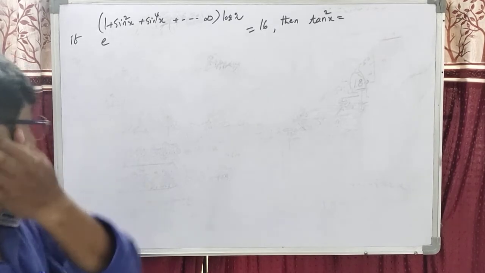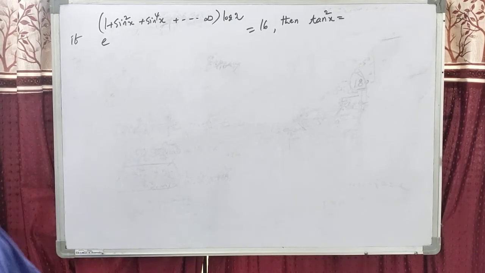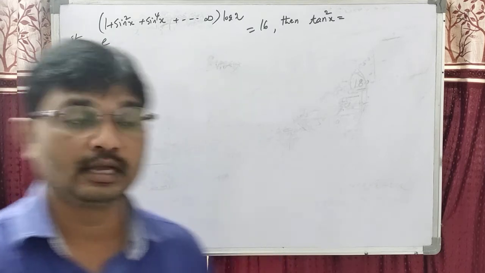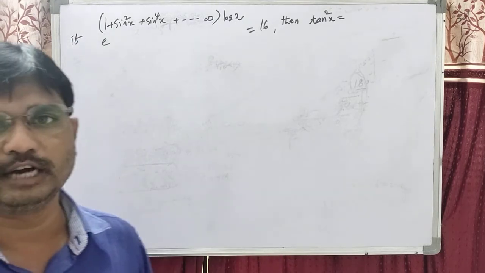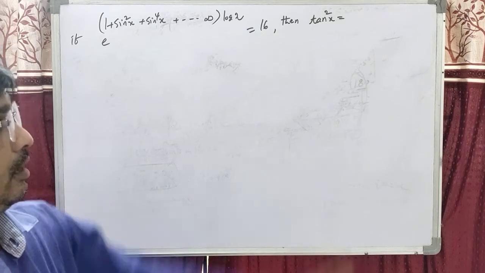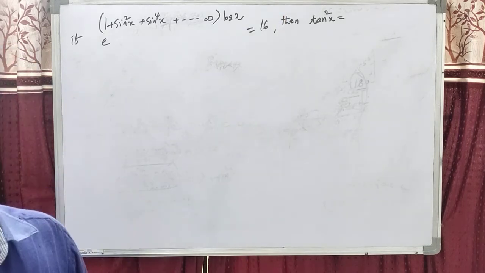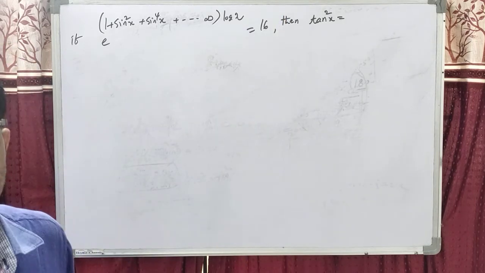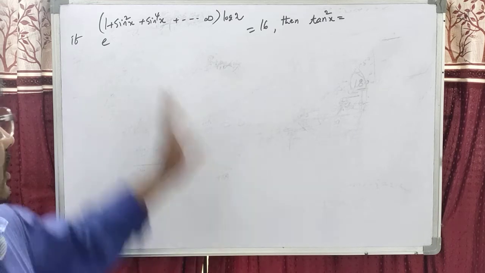Dear students, e power 1 plus sin square x plus sin power 4x and so on to infinity, into log 2, is equal to 16. How do we find tan square of x? Okay, students, how do we find tan square of x?